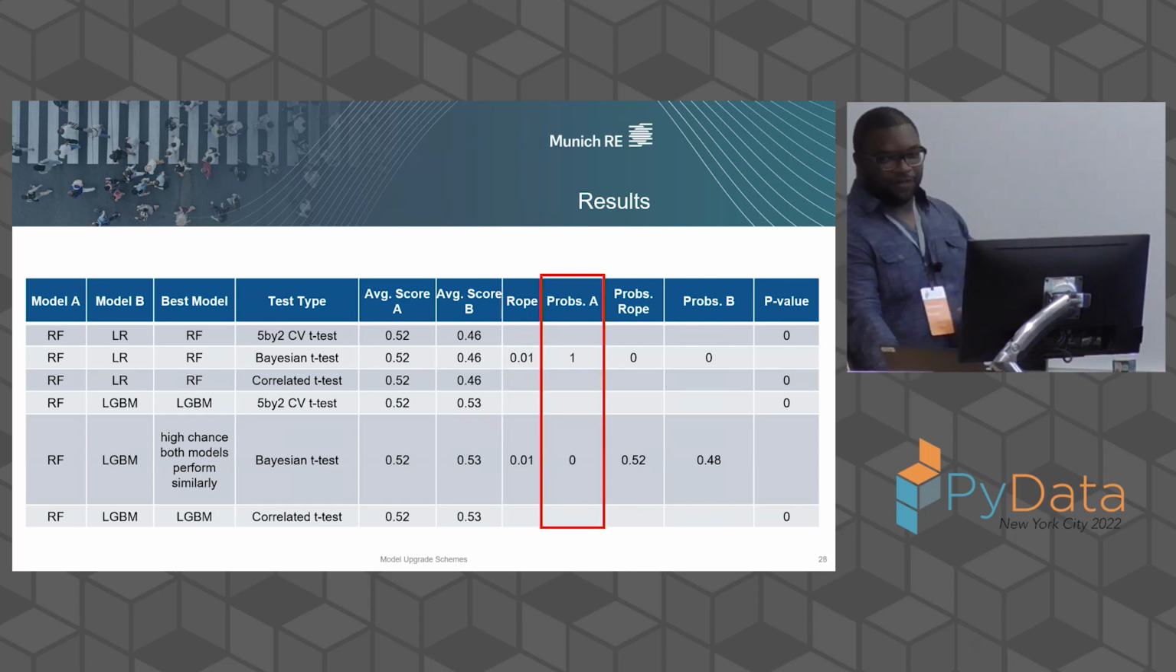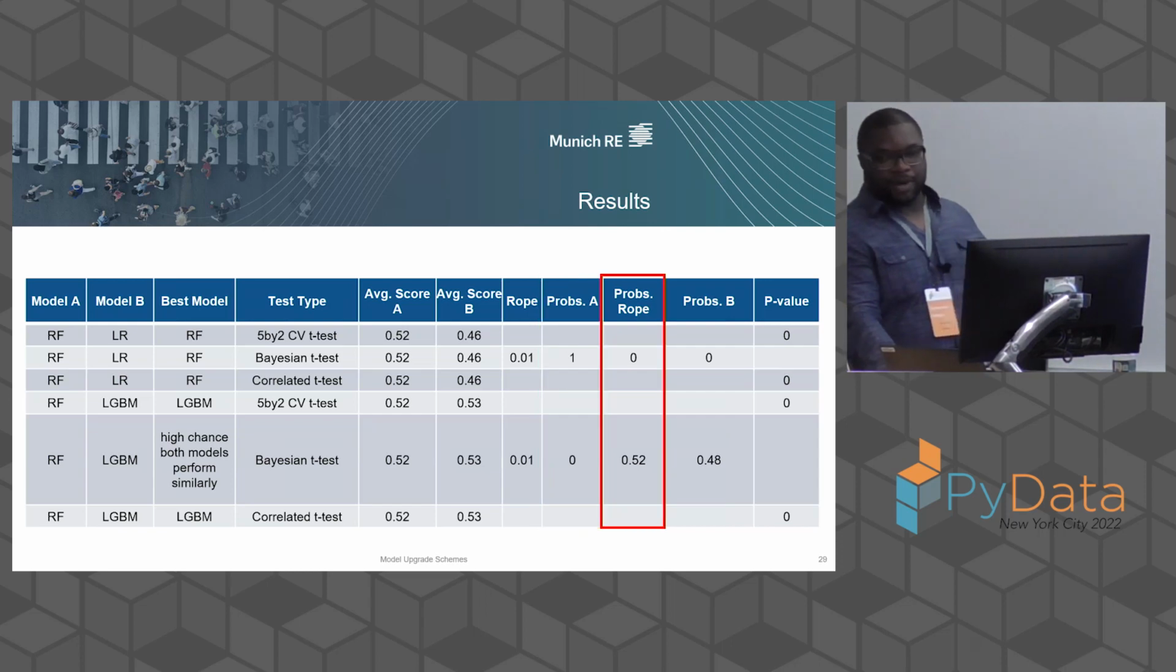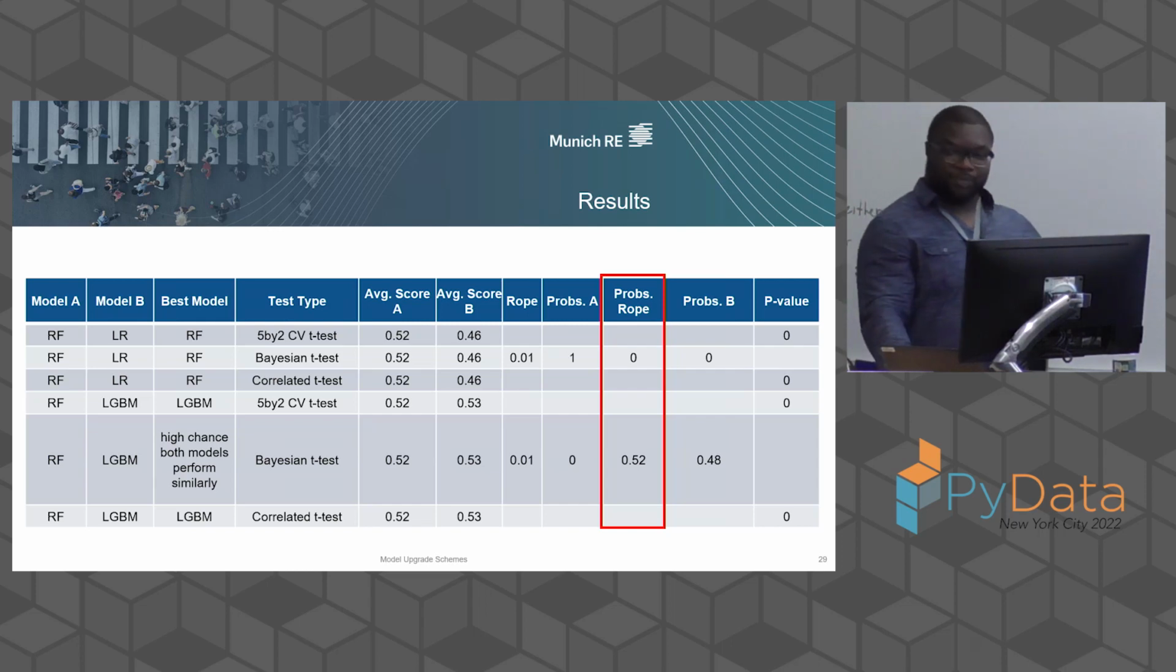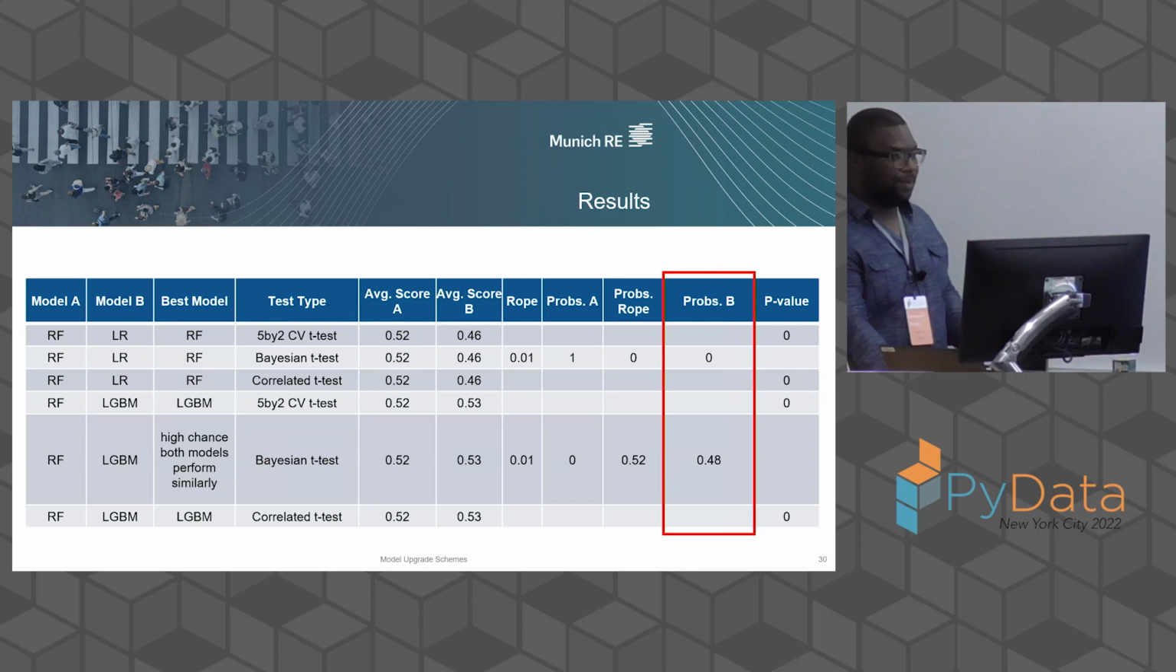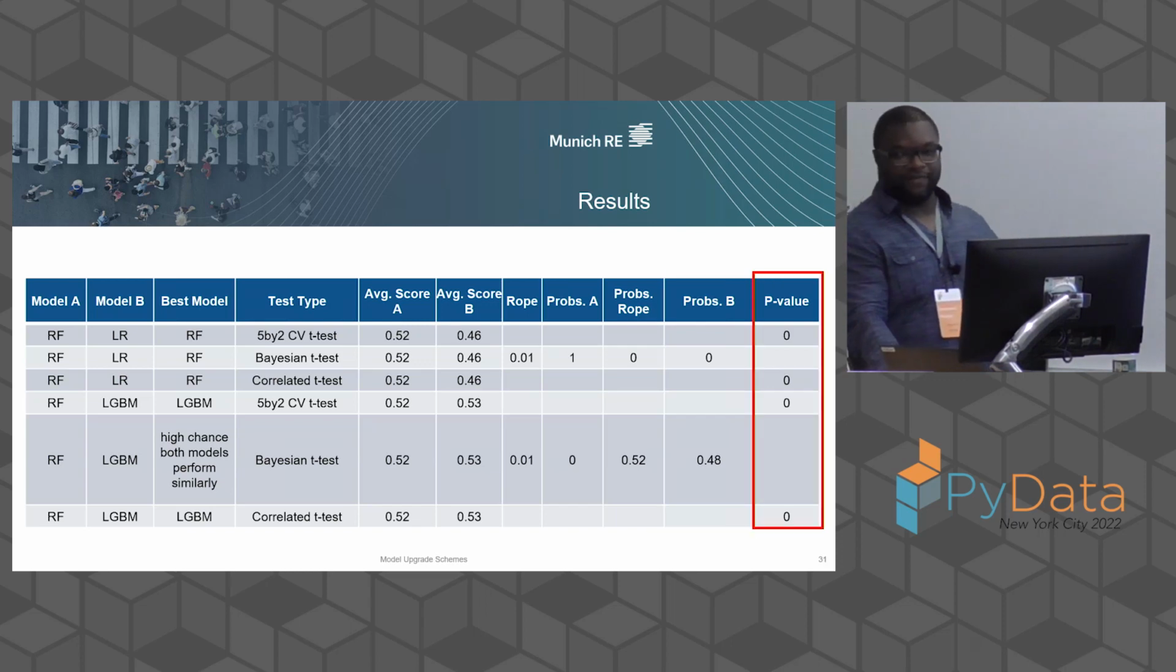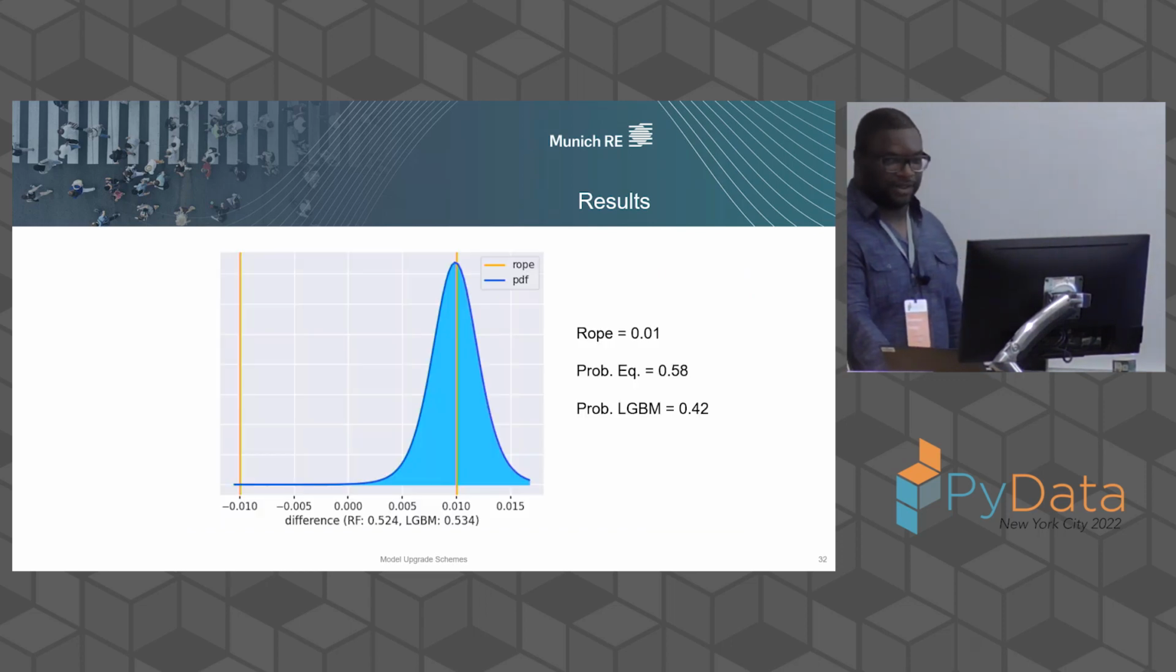Prob A is short for probability, but basically that is the probability that model A is the better model. Prob rho means the probability that both models are equivalent. Prob B is the probability that B is the better model, and p-value is just the p-value from the frequentist analysis.